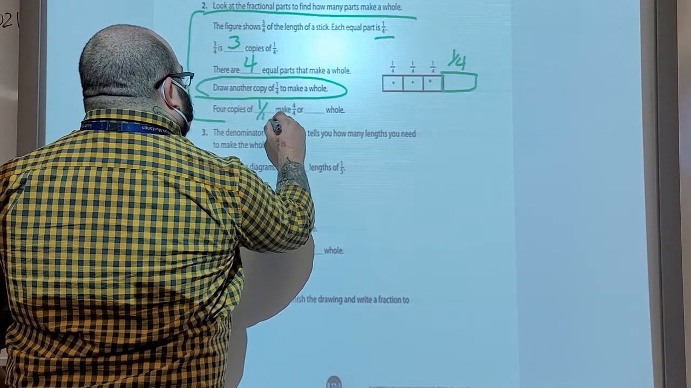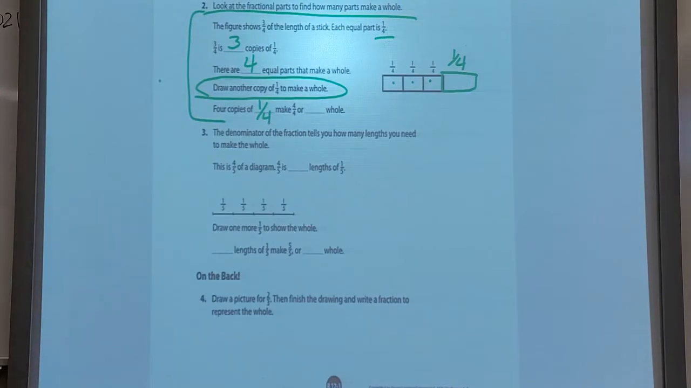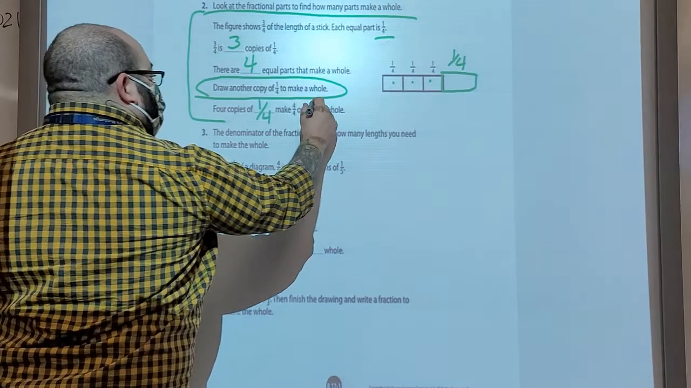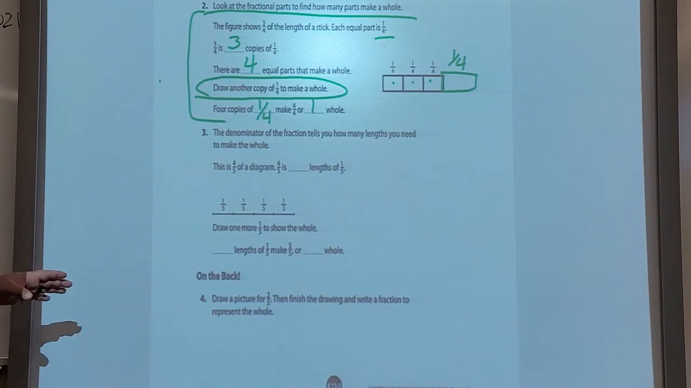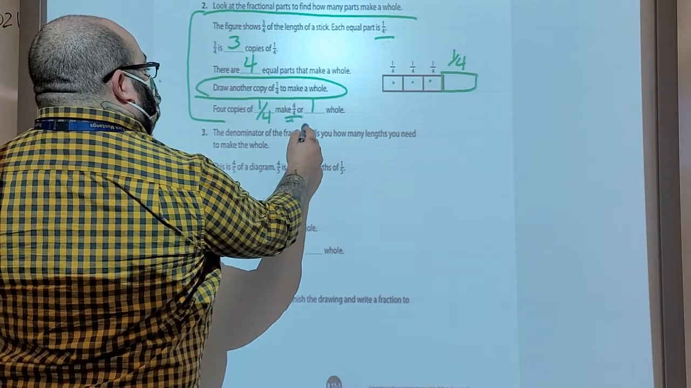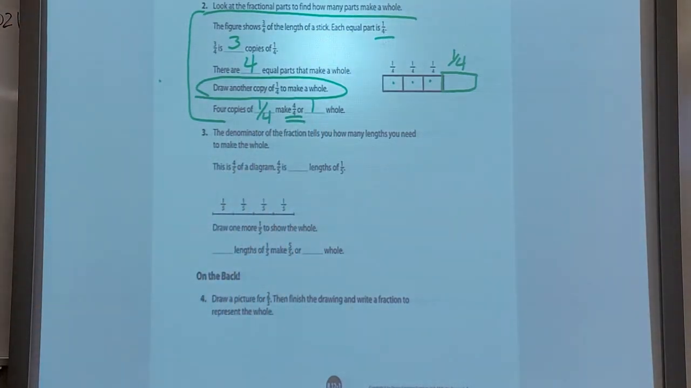Four copies of 1/4 makes 4/4 or what? 1 whole. So remember what I've been telling you guys, if ever you see the numerator and the denominator look the same, if they're the same number, that is 1 whole. So this should have also given you a hint that you were missing a part there and that there should be 4 parts, right? 4 parts. Does this make a little bit more sense? And you guys see why I say to read the entire thing?